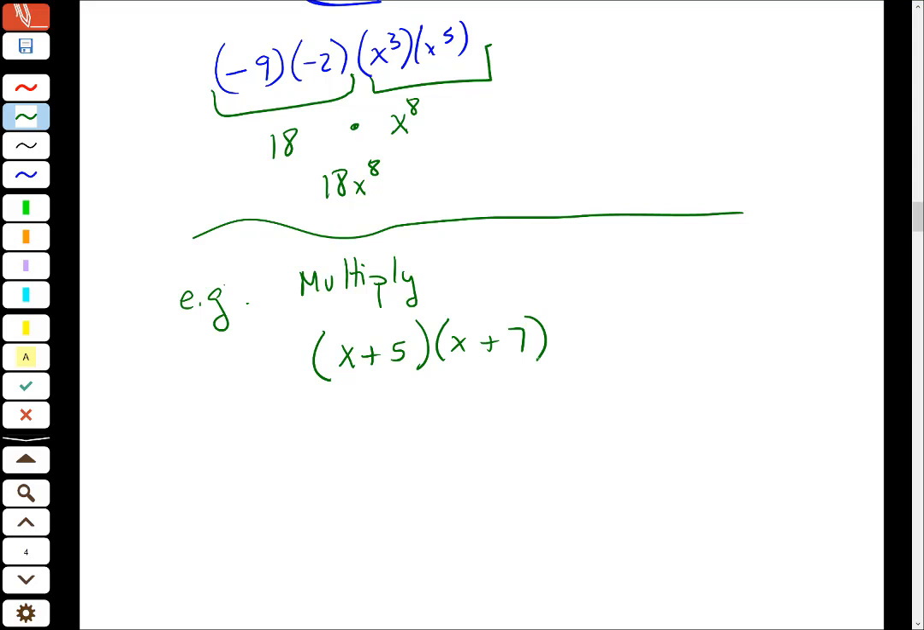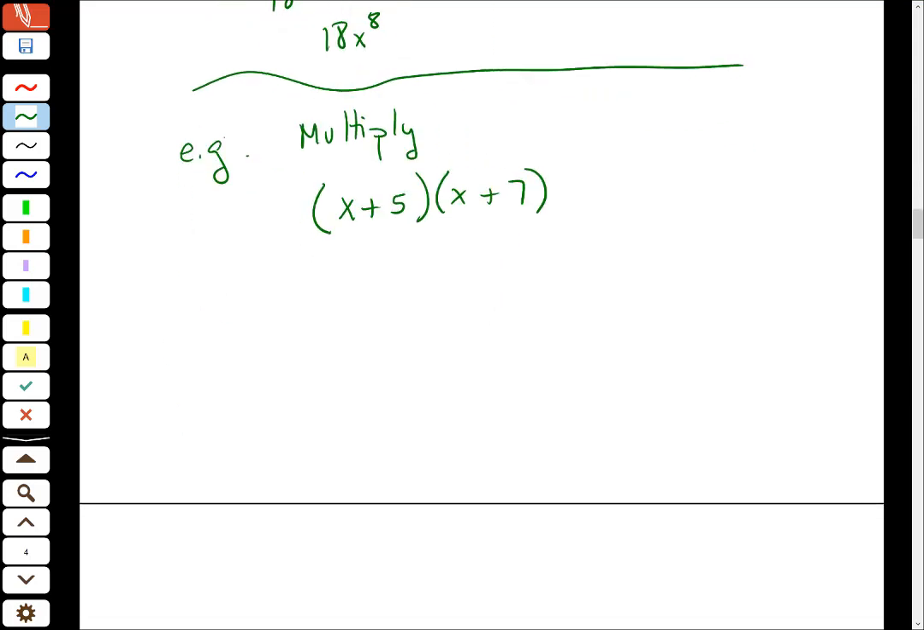Some of you may remember there are a couple different ways to do this. One is to think about this as distributing, and another is FOIL. There's the third, the box method, so I might do those. The real thing is I have to multiply this x times both of these pieces, and I have to multiply this 5 times both of these pieces. So this is what we think of as distributing. Sometimes people will just write those problems out. They'll be like, it's x times x plus x times 7 plus 5 times x plus 5 times 7.